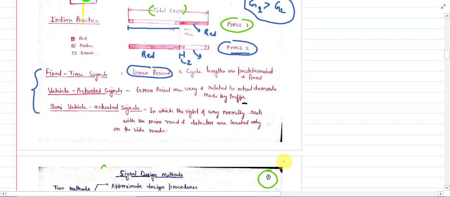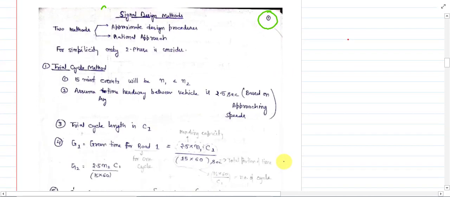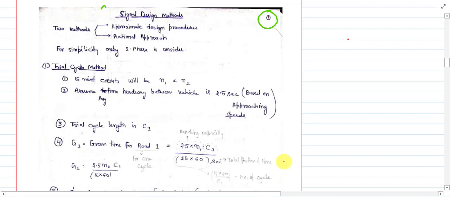In this lecture we are going to discuss a few methods related to designing of traffic signals, and we will start with the approaches or the procedure by which the traffic signal is designed. So we have two approaches. The first one is the approximate designing procedure. It means we assume certain things to design our traffic signals.